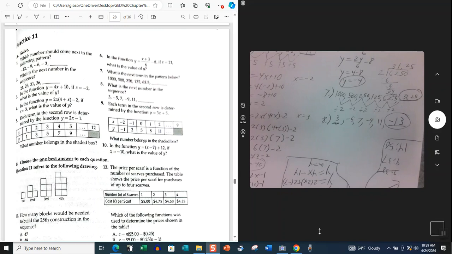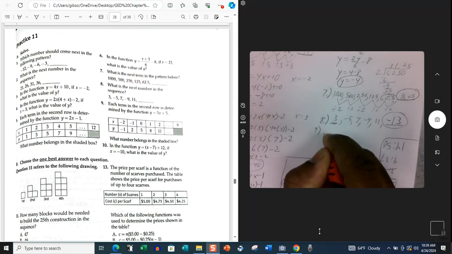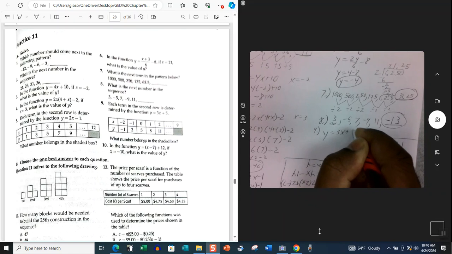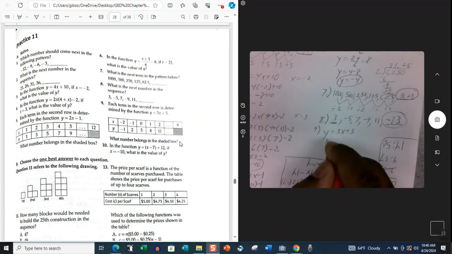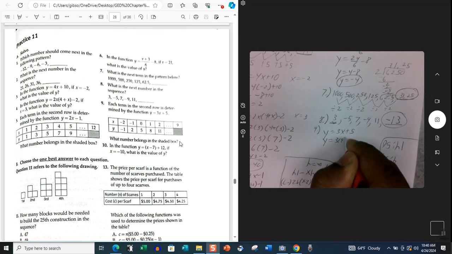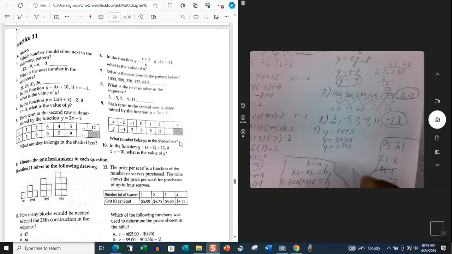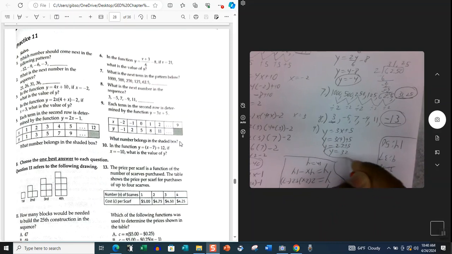All right, now for number 9, it says each term in the second row is determined by the function y equals 3x plus 5. Now, it says here, what numbers belong in the shaded box? So this is similar to problem number 5. So we have y equals 3x plus 5. And we notice here that the x value is 9. So we are substituting 9 for x. So we have 3 times 9 is 27 plus 5. 27 plus 5 is 32.